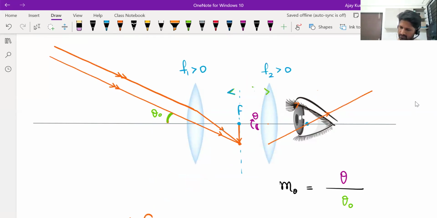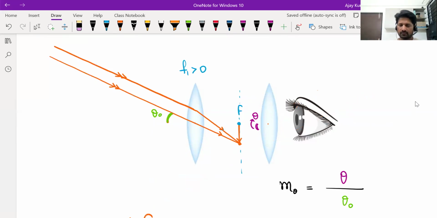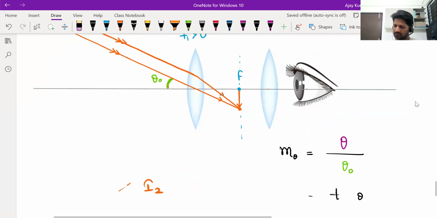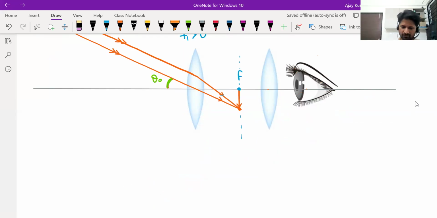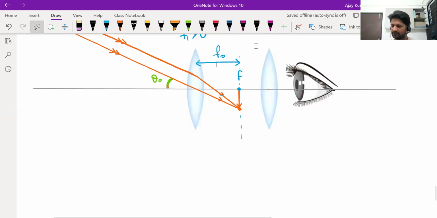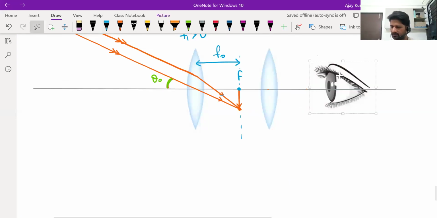We now want the final image at infinity. For the final image to form at infinity, this first image that is formed should be at the focus of the eyepiece. Now, where is the first image forming? The first image is forming at the focus of the objective. Let this distance be f0. The other side distance should be fe, the focal length of the eyepiece. Then the image forms at infinity. So let's draw the ray diagram in that case.